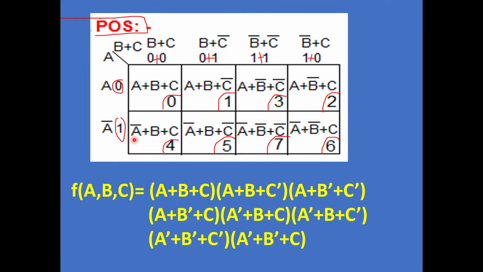Similarly, go to the next. A bar, B plus C. Next, fifth, A bar, B, C bar. Next, seventh, A bar plus B bar plus C bar. Next, sixth, A bar plus B bar plus C. Write down all these sums and multiply them.